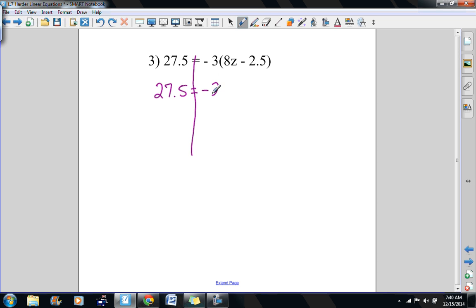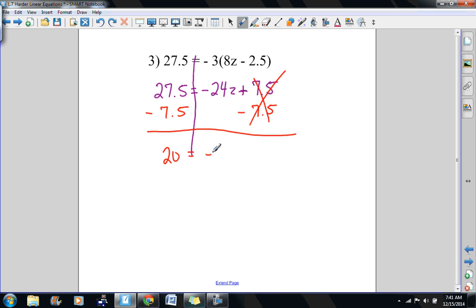So I get negative 24z minus 7.5, but actually this should be a plus 7.5 because it's a negative here and a negative here, so it'd be plus 7.5, which means that I have to subtract 7.5 from both sides of the equal sign. So that's gone. This becomes 20 equals negative 24z. So now I have to divide by negative 24 on both sides of the equal sign.